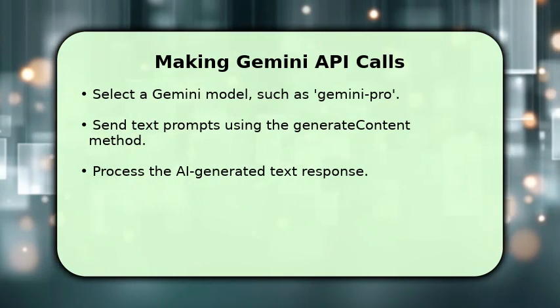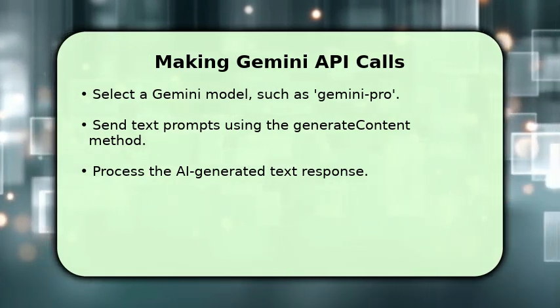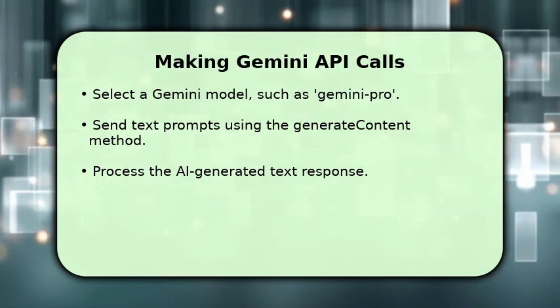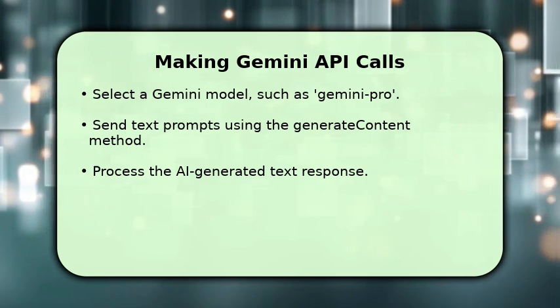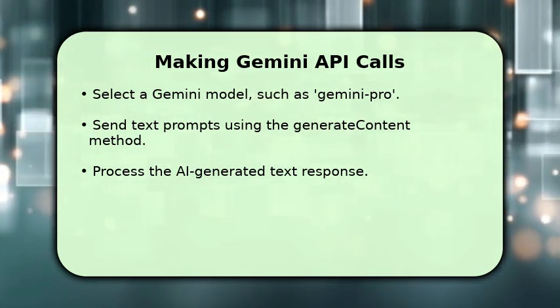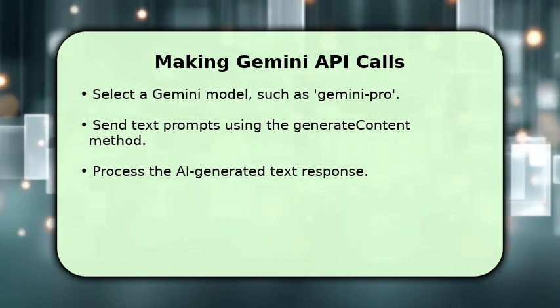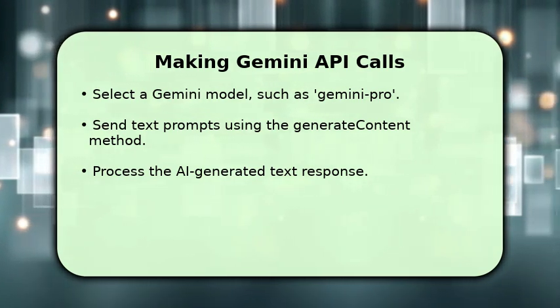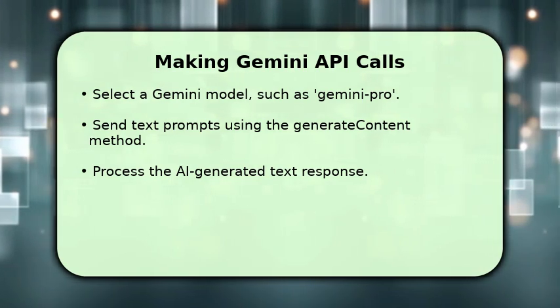With the client initialized, you're ready to make your first API call. Choose a Gemini model, like Gemini Pro, which is excellent for text-based interactions. You can then send your text prompts to the model using the Generate Content method. The API will return a response object, from which you can extract and utilize the AI-generated text output in your application, opening up many possibilities.